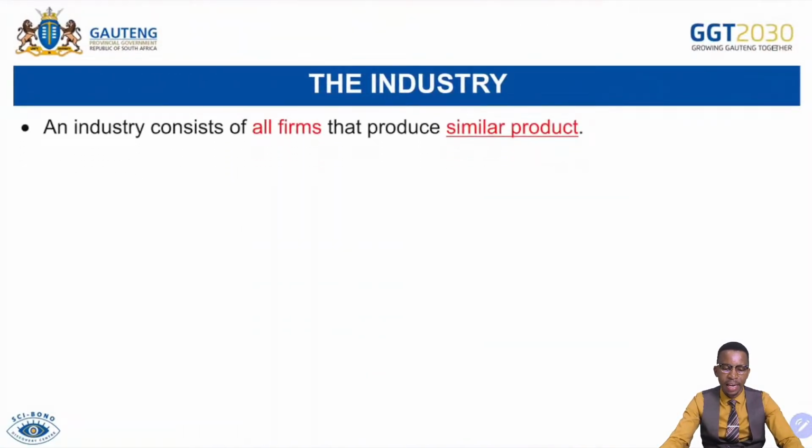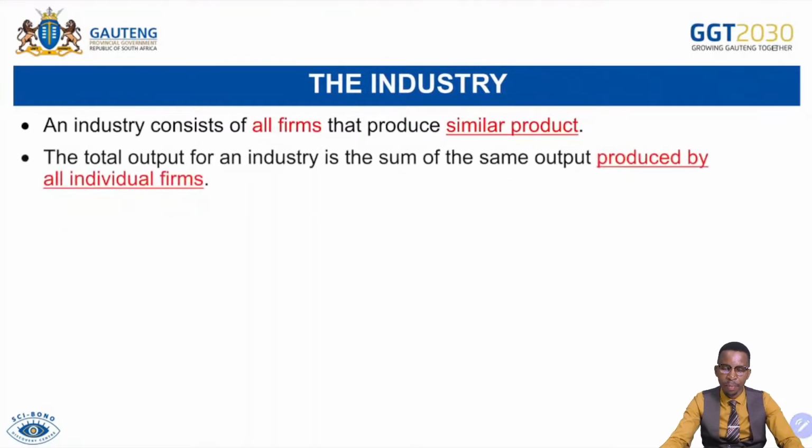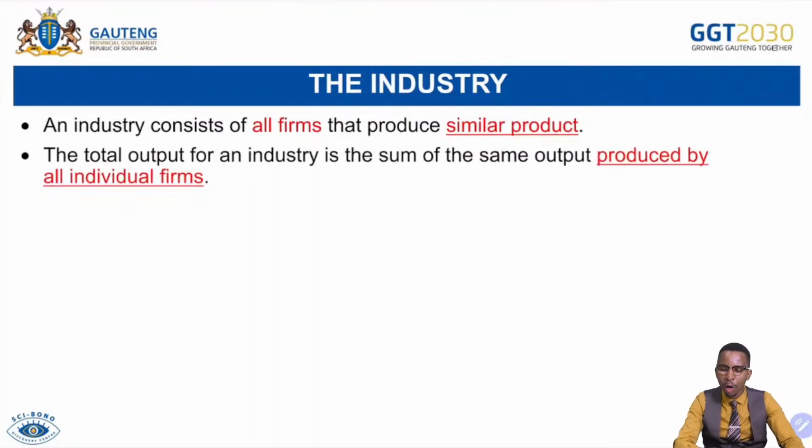The industry consists of all firms that produce similar products. So the industry consists of firms that are producing that particular product under perfect market. But if we talk about other markets, it can be differentiated. The total output for an industry is the sum of the output produced by all individual firms.